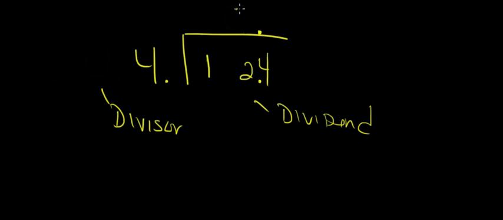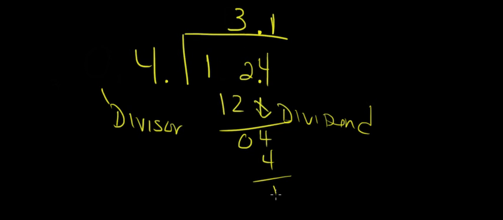12 divided by 4 is 3. That gives us 12. Gives us a 0. We can't put 4 into 0 obviously, so we have to bring down the 4. 4 goes into 4 one time. Gives us 4. We have no remainder, so we're good to go. So our answer here is 3.1. 4 divided into 12.4 is 3.1.